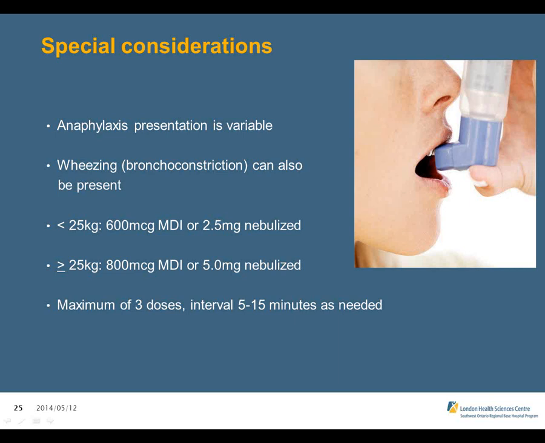For less than 25 kilos, the dose is 600 mics by metered dose inhaler, or 2.5 milligrams nebulized. And for greater than 25 kilos, it's 800 mics or 5 milligrams nebulized. The maximum number of doses that can be given in this case is 3 doses with an interval of 5 to 15 minutes as needed for the patient.